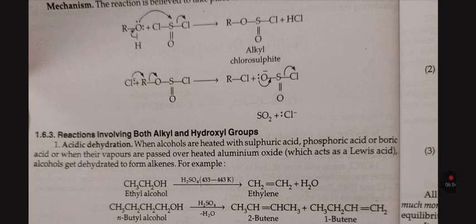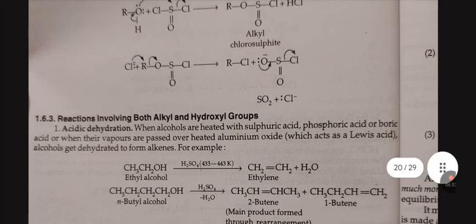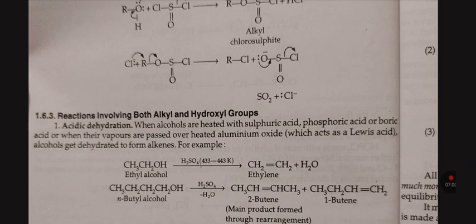Reactions involving both alkyl and hydroxyl groups. First, acidic dehydration. When alcohols are heated with sulfuric acid, phosphoric acid or boric acid, or when their vapors are passed over heated aluminium oxide, alcohols get dehydrated to form alkenes. For example, ethyl alcohol in the presence of H2SO4 will give ethylene plus H2O, and butyl alcohol in the presence of H2SO4 will give 2-butene plus 1-butene.